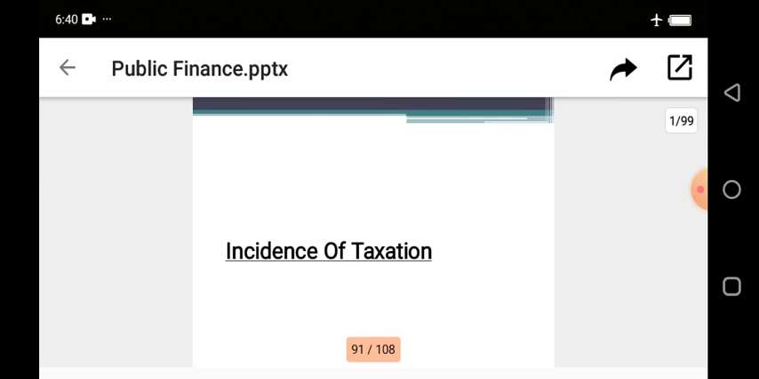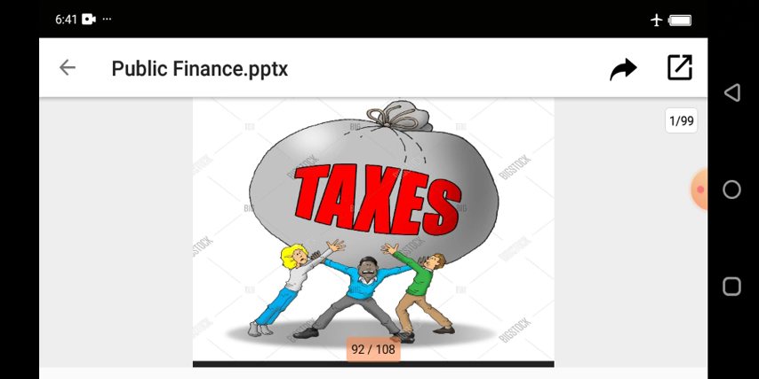This is just a brief summary of what we'll be looking at in today's topic. So quickly, what is incidence of tax? Tax, as you all know, is a burden to the payer, because if you are receiving income and tax is removed, it reduces your disposable income. Once your disposable income is reduced, it affects your purchasing power. So tax is a burden, which naturally makes people want to avoid tax or evade tax.